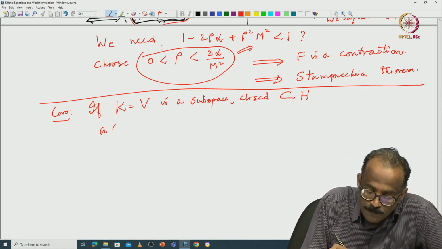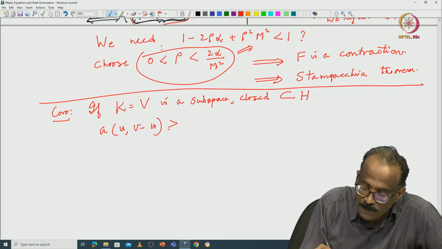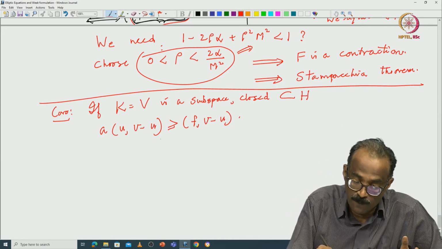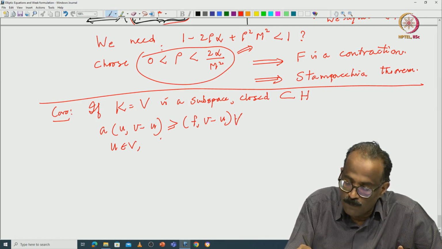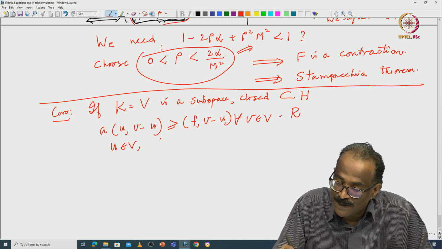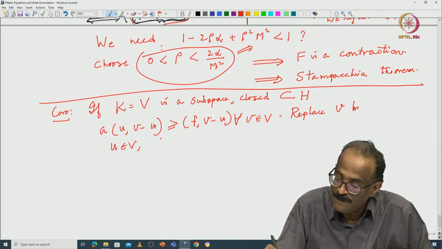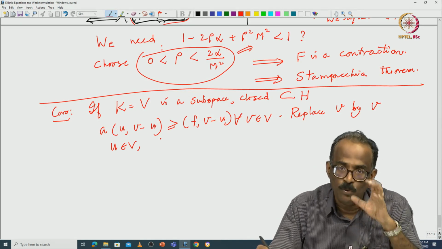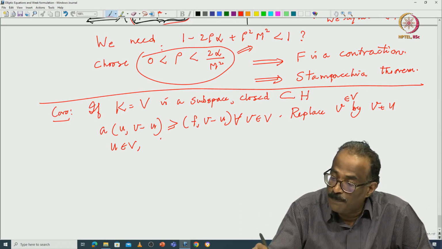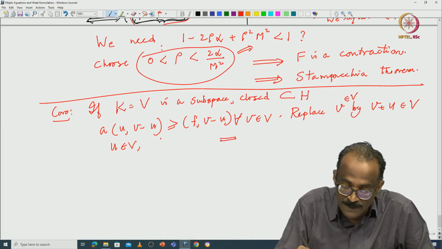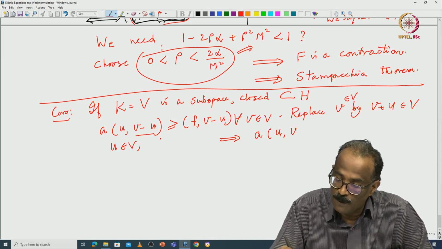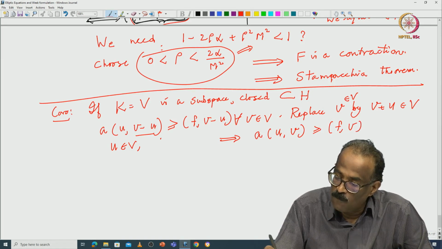So, you have A(u, v minus u) greater than or equal to f(v minus u). Because of the subspace, u and v are in V, for u in V and this is for all v in V. So, I can choose v arbitrarily. I can replace v by v plus u, because v is in V, u is in V, v plus u is also in V. That will imply you will get your A(u, v) greater than or equal to f(v) for all v in V.